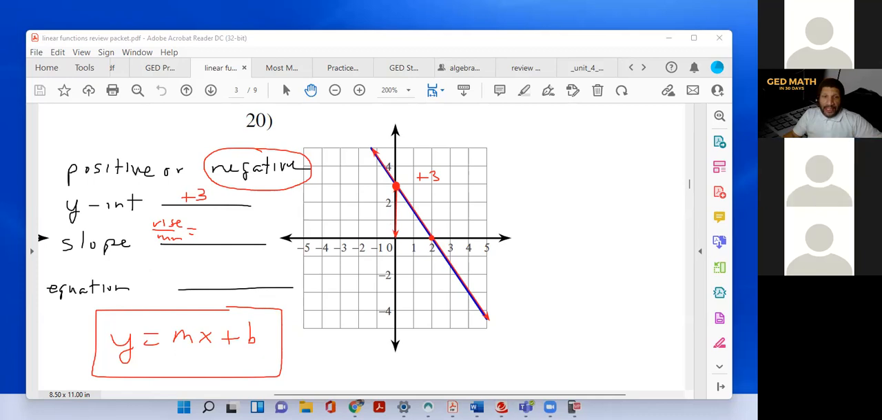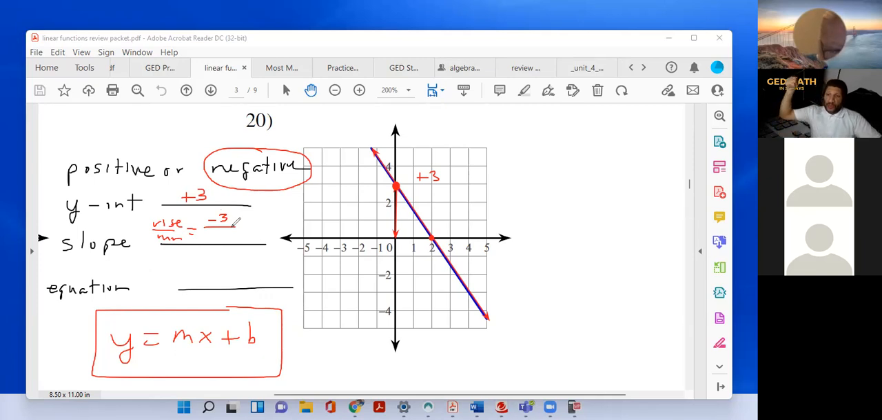So what is our rise? Is it +3 or -3? I heard a positive, I heard a negative. Why is it negative? Because what direction are we going? Going down. If we were going up, the rise would be positive. If we're going down, the rise is negative. So the rise is -3. Does everybody understand that? Now we've got to do our run. Which direction are we going for the run?